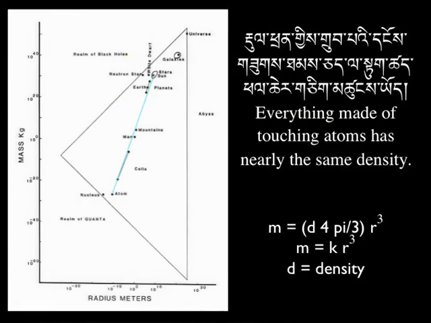Okay, so on this graph, there's a blue line up the middle. And that blue line connects everything you know from every day and a little bit beyond every day. Everything on that blue line is made of atoms.